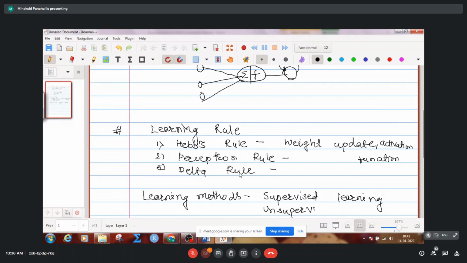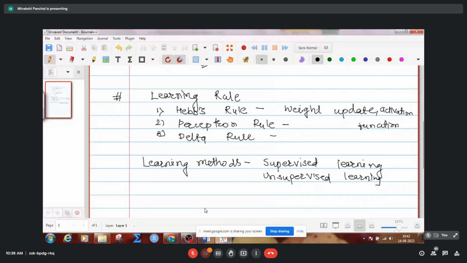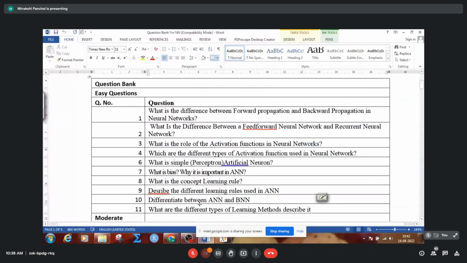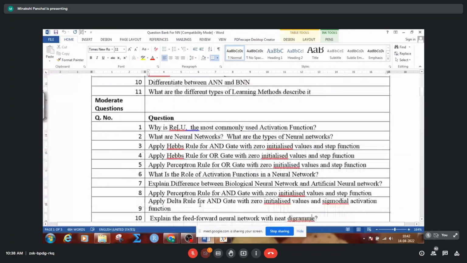Here in Hebbs, perceptron, delta, you should always remember these are all types of supervised learning only. Supervised learning and reinforced learning. You should write down about these three points in the learning methods. Then, moderate level questions on Unit 1.